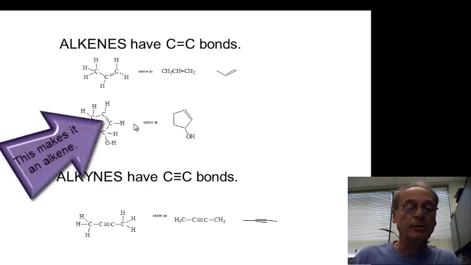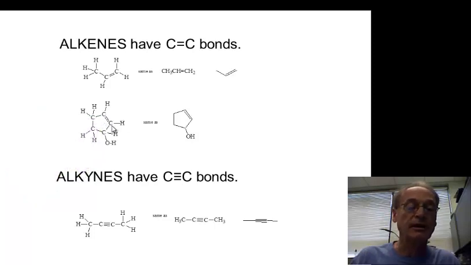This compound looks pretty complicated, but it's also an alkene because it has a C-C double bond right here, so that makes it an alkene.